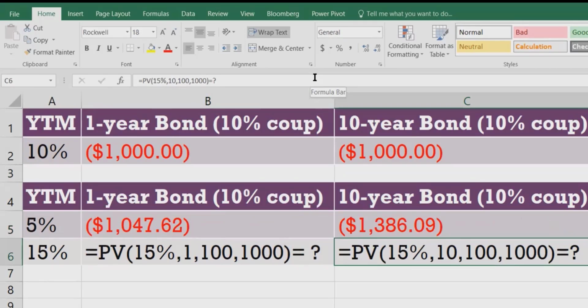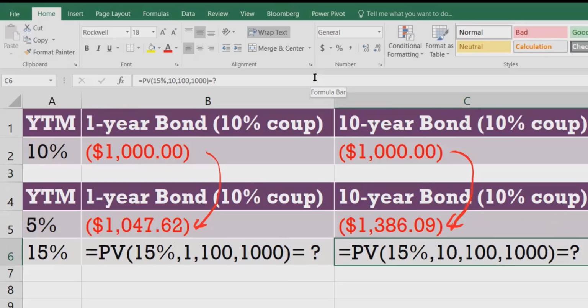As you can see, when yield to maturity went down, which is what we expect, the prices went up. Okay, so both of these prices increased from $1,000 to something above $1,000. But please pay attention that 1-year bond increased by $47, but 10-year bond increased by $386.